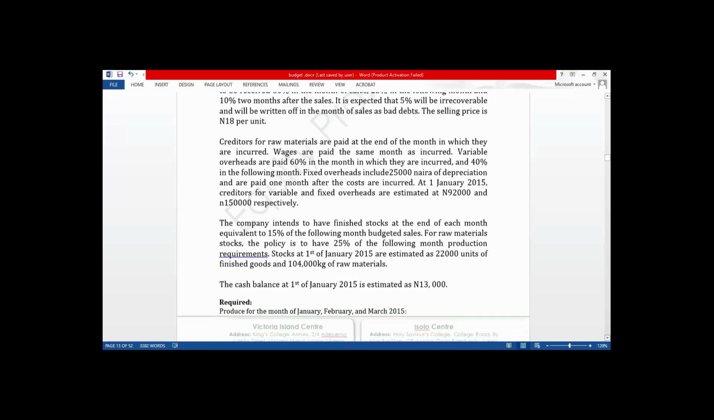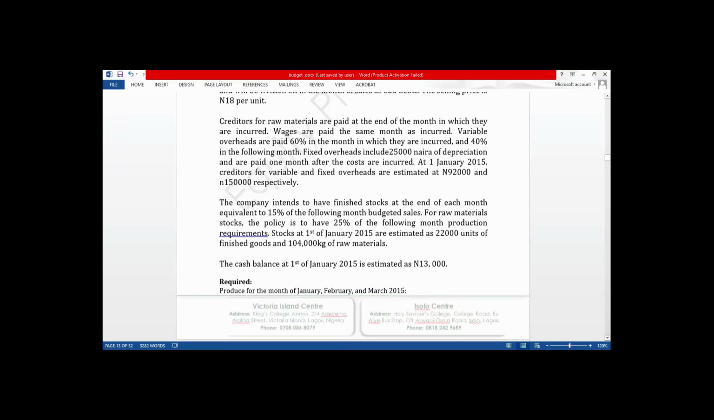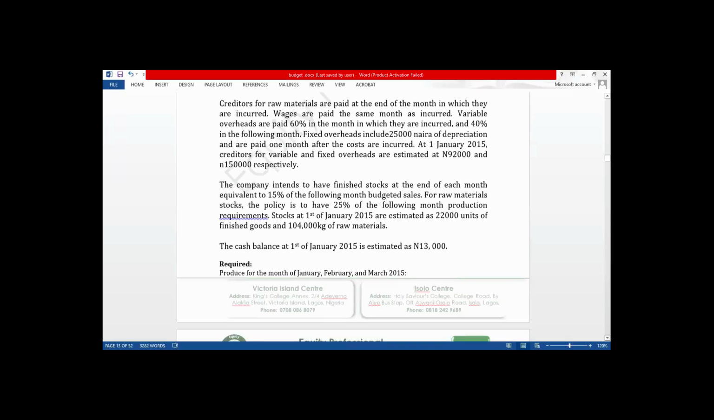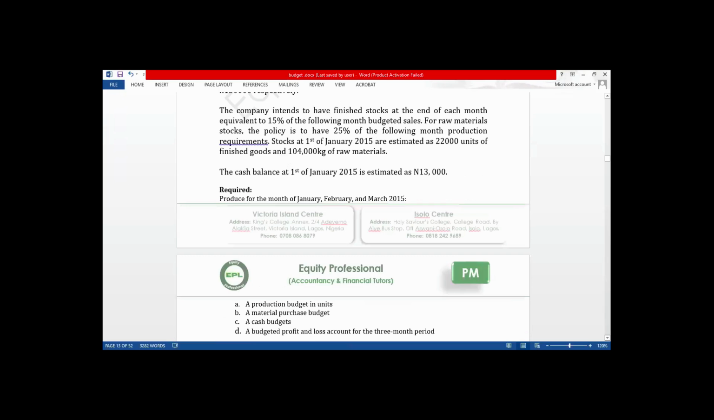Requirements produced at the month of January 2015. A production budget in units, we have done that. Raw material purchase budgets, we have done that. Now requirement C, a cash budget. So we are going to produce for 3 months, January, February, and March. We are going to start the cash budget.